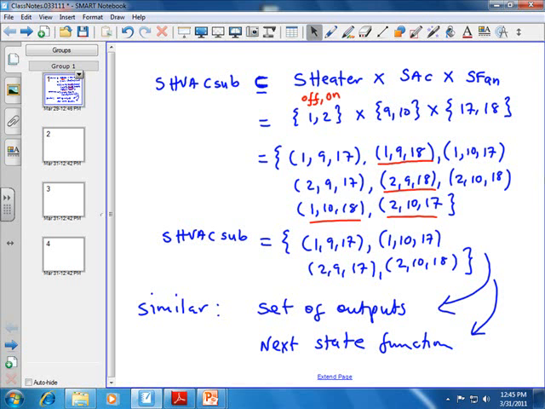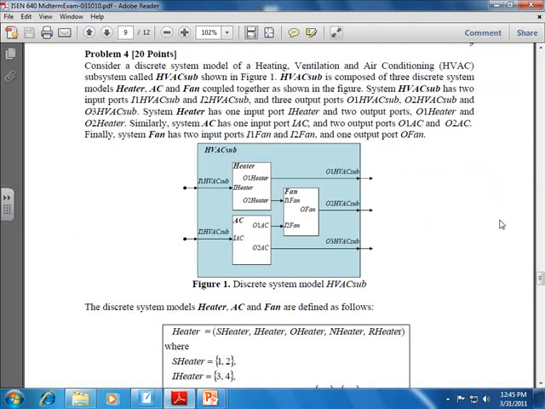Okay, we'll go ahead and get started with the test problem. I would like to finish this one and then we'll go back to the slides. So this is the problem regarding defining the given coupled model, which includes the heater, the fan, and the AC.